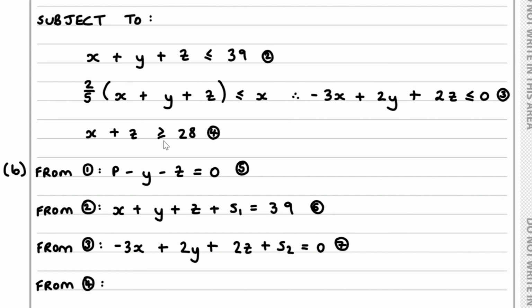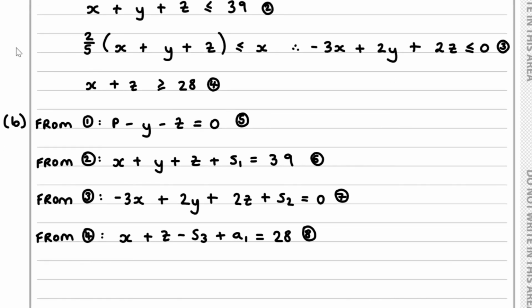And from equation 4, noting this time I've got a greater than or equal symbol, I can say then x plus z minus s3 plus a1 is equal to 28. I've called that equation 8.